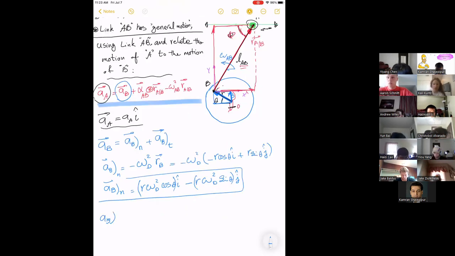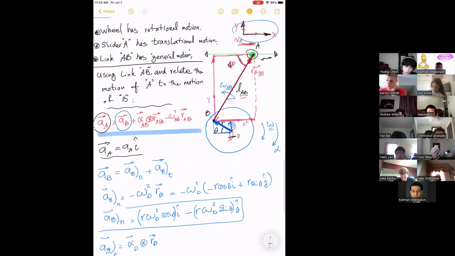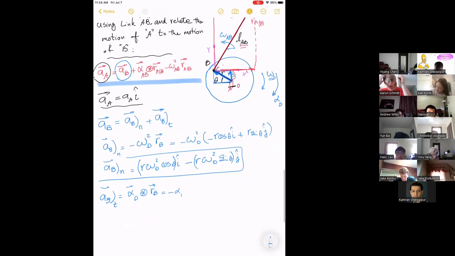For tangential, you're going to get alpha disk cross RB. Now, the problem says omega is this way, alpha is also this way. Was this a positive omega or negative omega in the XYZ coordinate system that we have? If you use your right hand rule, does it give you a positive K component or negative K component? Negative. So if omega is negative, alpha is the same direction, so it is going to be negative. So you're going to get minus alpha D times K cross RB, which is minus R cosine theta I plus R sine theta J.